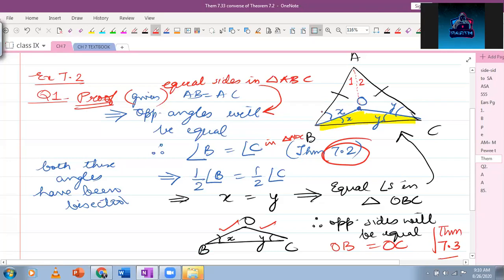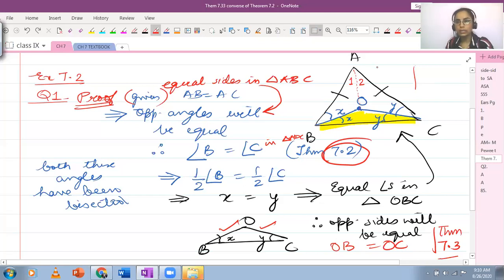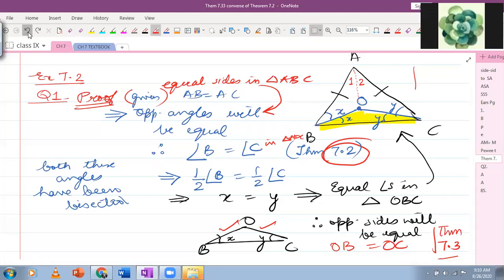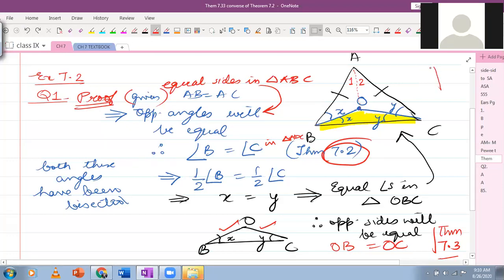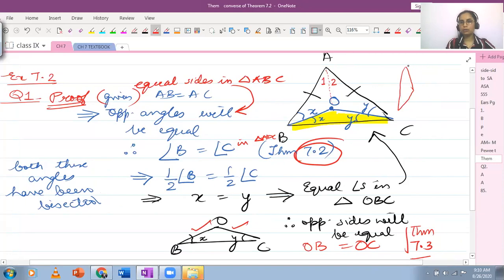Now we can prove the congruence of these two triangles, the ones on the two sides of OA. Focus on this line segment. There are two triangles formed on either side. One on the left. This actually looks like this. So you have A, O, B and C.